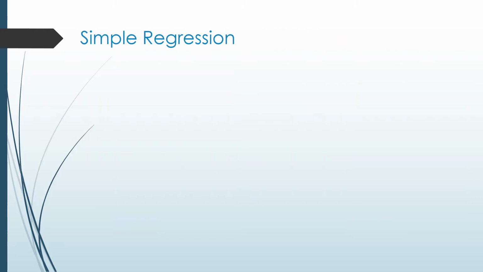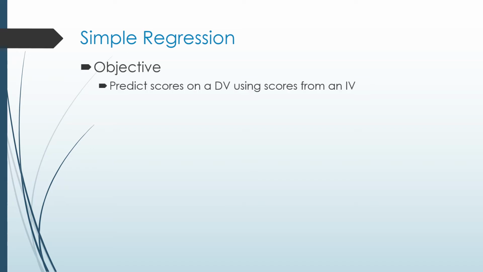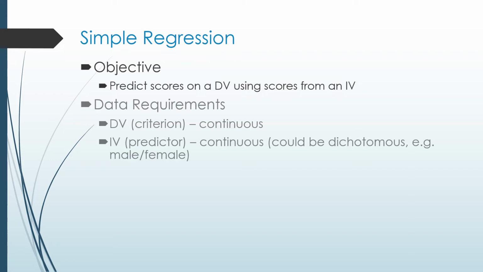Next, let's take a higher level view of simple regression and just get some additional background on it. First of all, the objective of simple regression is to predict scores on a dependent variable using scores from an independent variable. So it's really all about prediction.